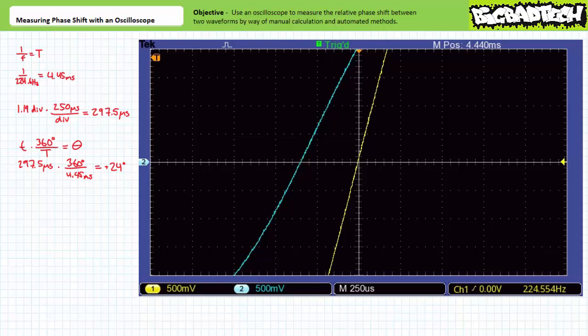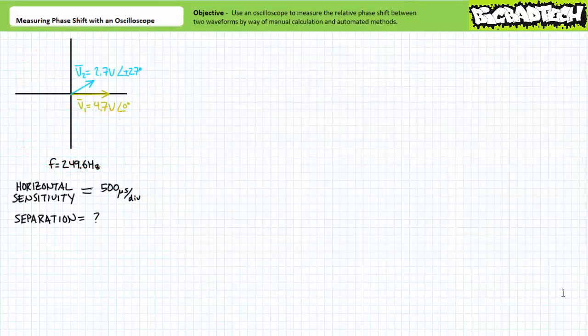This time shift correlates to a relative phase shift of 297.5 microseconds times 360 degrees divided by 4.45 milliseconds, or 24 degrees. It can be said that the blue waveform leads the yellow waveform by 24 degrees. Alright, hopefully you did well on those illustrated example problems. If you're feeling confident, by all means try out this bonus round problem.